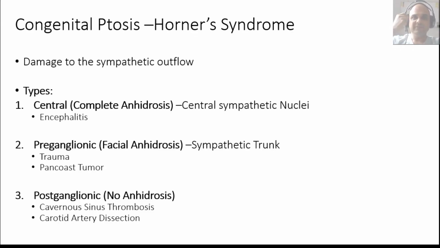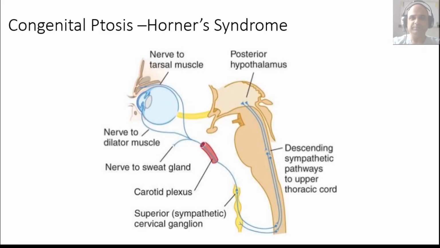Postganglionic is fibers that are specifically directed towards the eye, so you don't have any anhidrosis, the face doesn't lose sweating. The causes of that are damage to the fibers going to the eye, which is cavernous sinus thrombosis or carotid artery dissection. I'm sure you know the pathway of the sympathetic flow to the eye better than I do, and you can associate cavernous sinus thrombosis or carotid artery dissection with loss of sympathetic innervation to the eye.